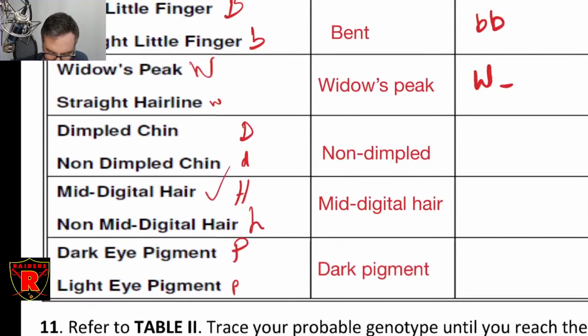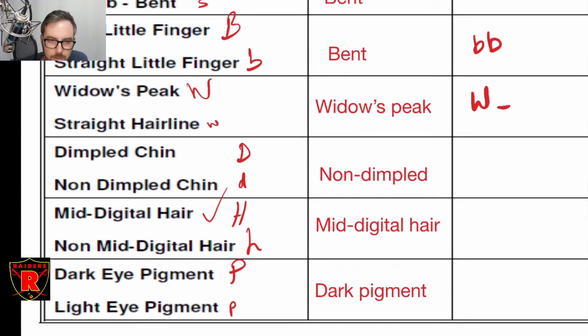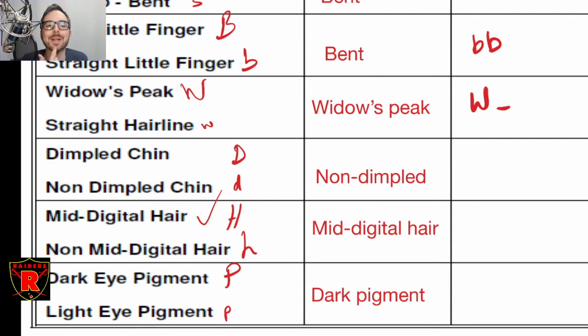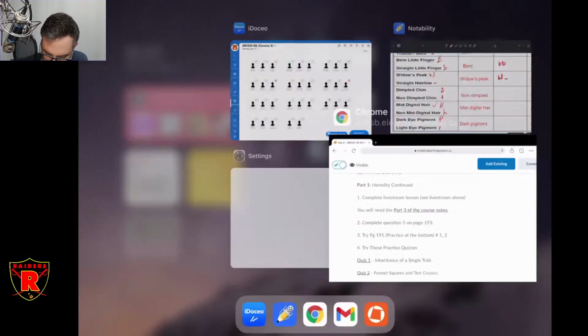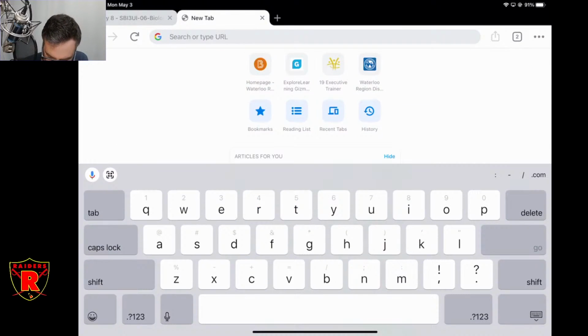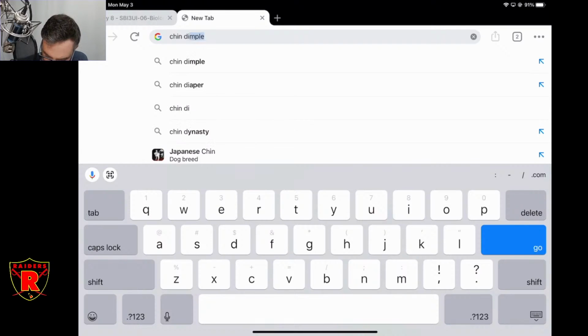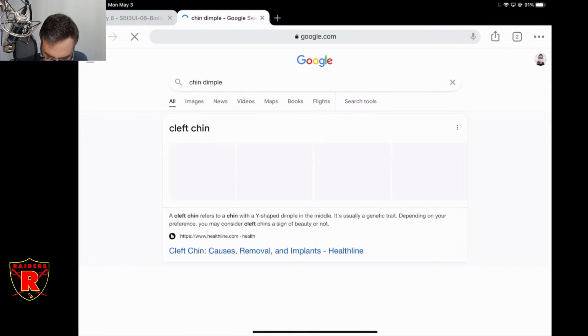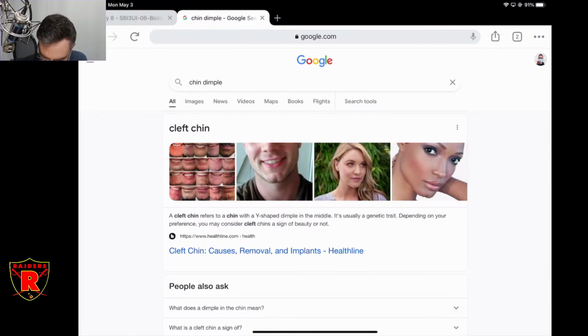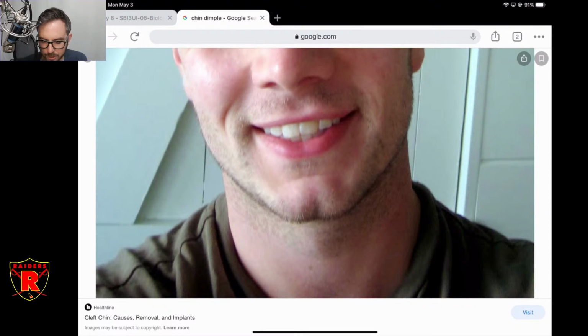Next, dimples. A dimple is when you have a little impression in your chin right here. This is chin dimpling. If you're not sure what I'm talking about, I'll look it up real quick, because people always ask about this one. Chin dimple. There, this person's got one. So I have a little chin dimple, a little indent in the bottom of my chin. Some people have it, some people don't.